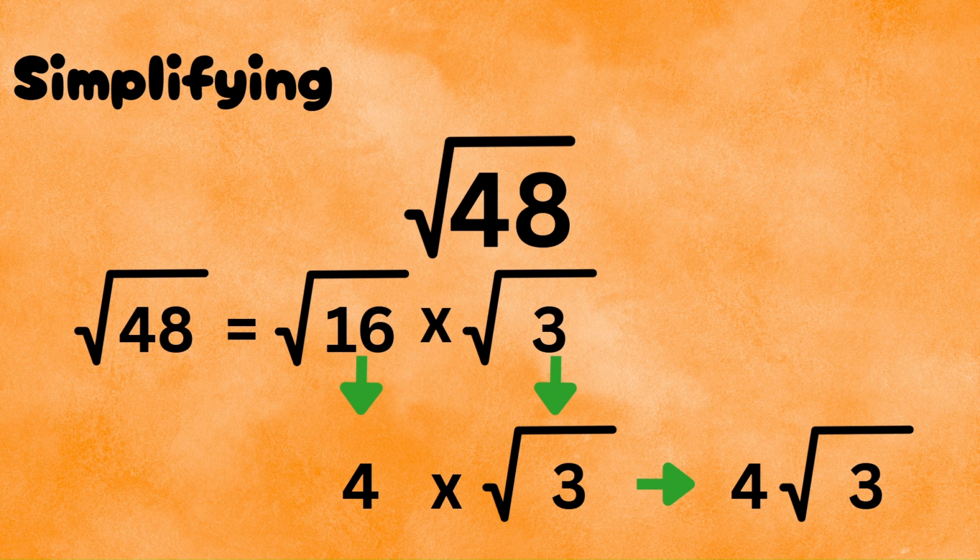Now, we know that 4 times 4 equals 16. So we can simplify the square root of 16 to just 4. So 4 times the square root of 3, which we can simplify to just put the 4 by the side of the square root of 3. So as we can see, 4 times the square root of 3 will equal the square root of 48.